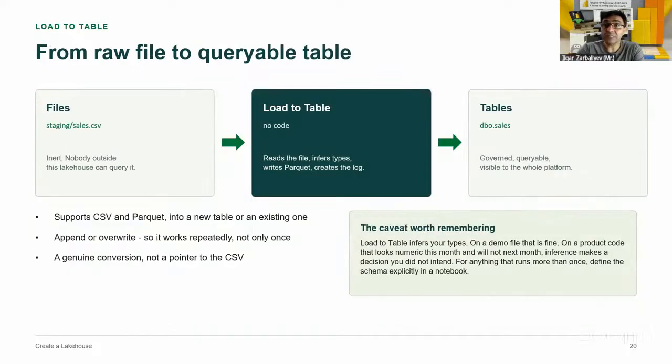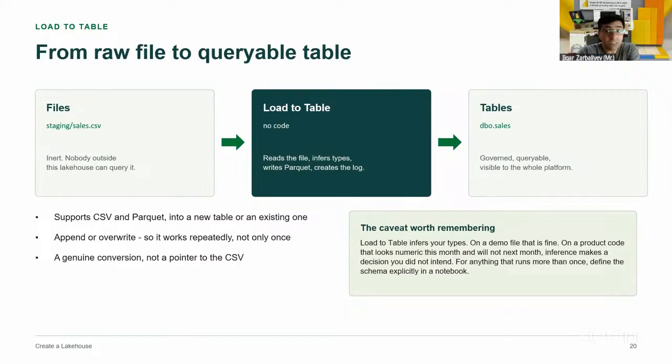Let's look at the second route in detail, because it's the shortest path from raw file to queryable table, and it's genuinely satisfying. On the left, a CSV sitting in the Files area, under a staging folder. Right now it is inert. Nobody outside this lakehouse can query it. Power BI cannot see it. The SQL endpoint does not know it exists.